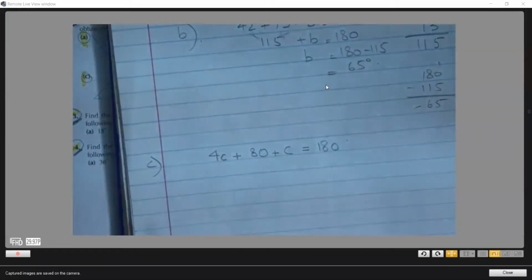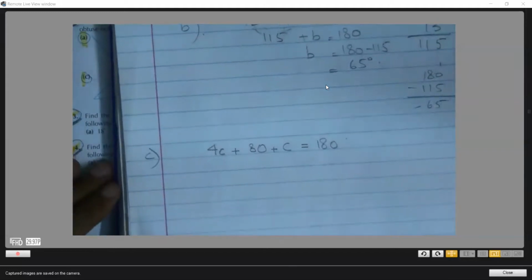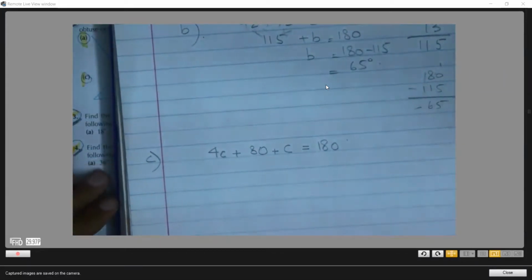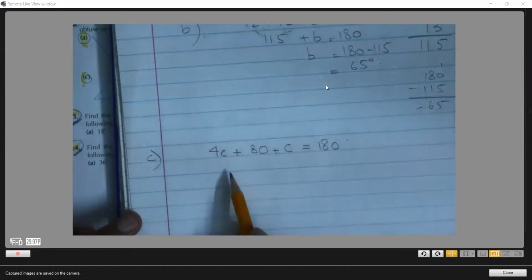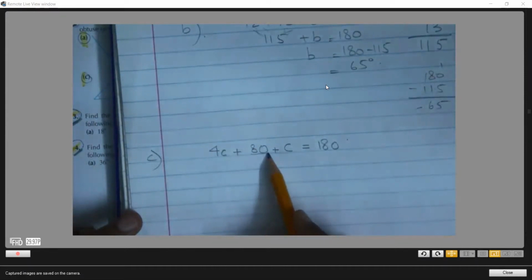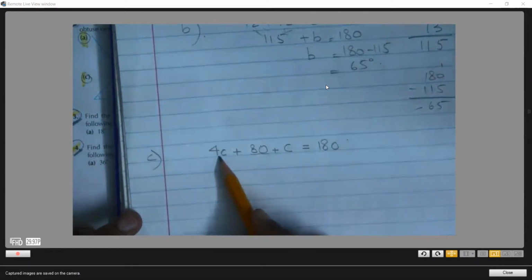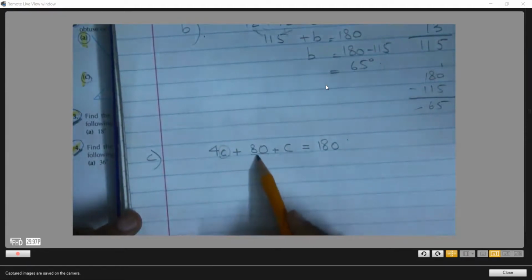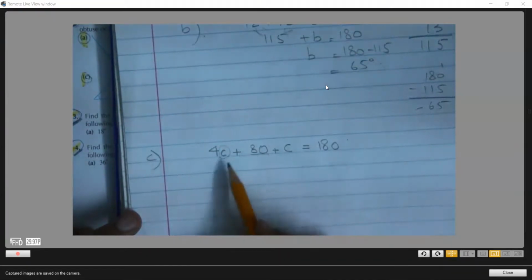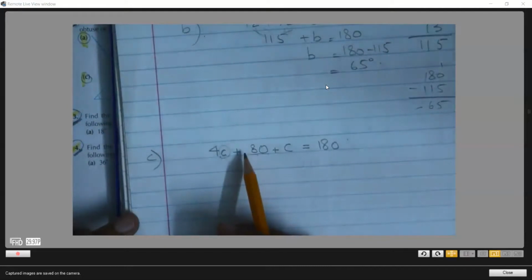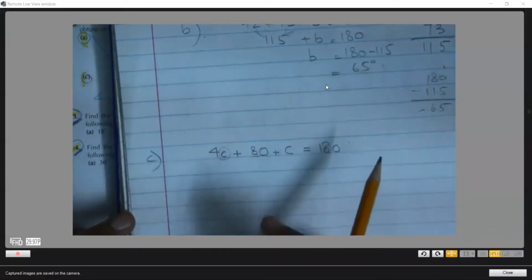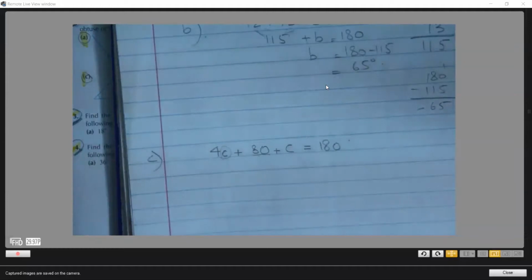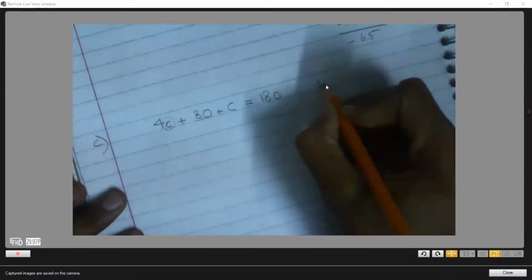So now, 4 plus 80 is 84C. No, beta. You will only add the ones with the same variable. See, 80 does not have any variable with it. But 4C has the variable, the value of which we have to find, the unknown. This does not have any C, but this does. We cannot add them together. We can multiply them. You can multiply or divide different variables, but you cannot add or subtract different variables, okay?